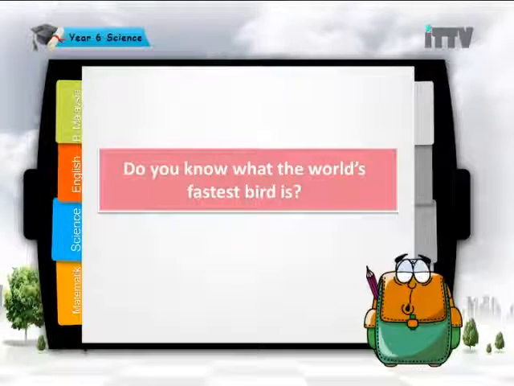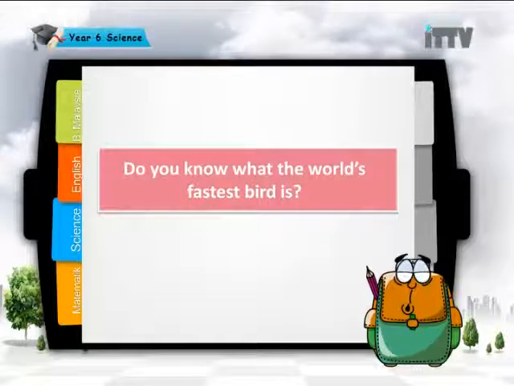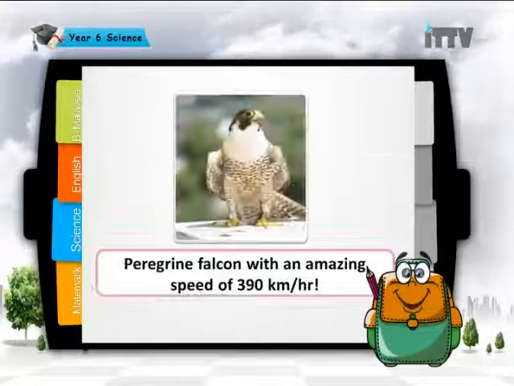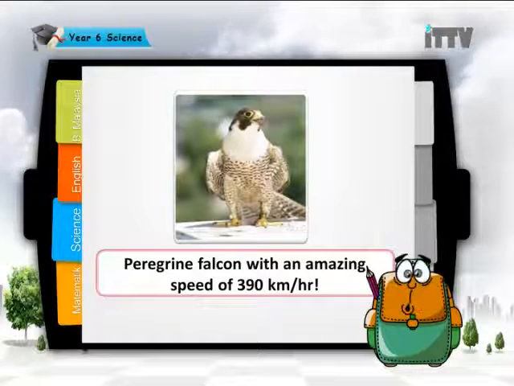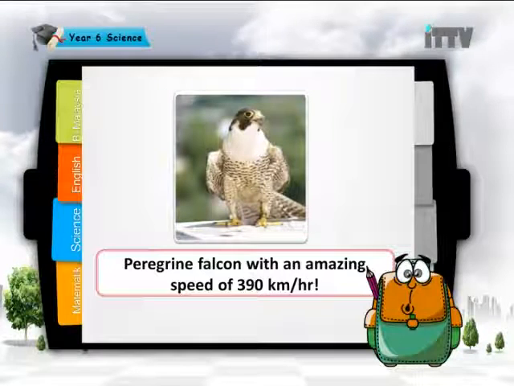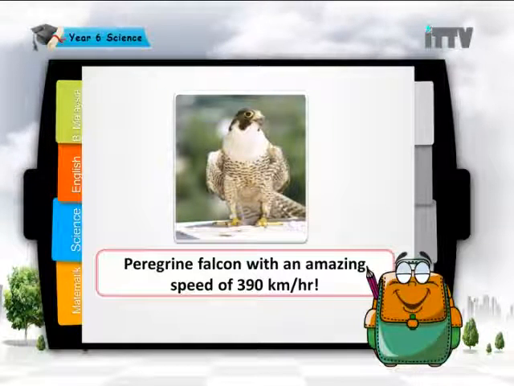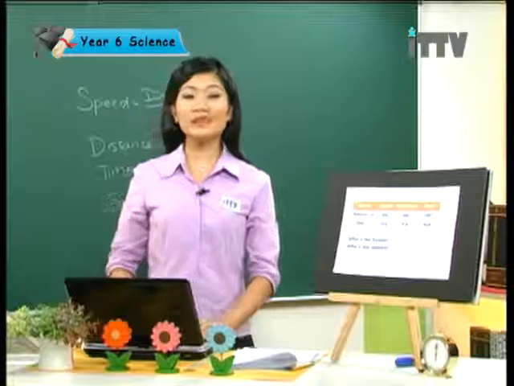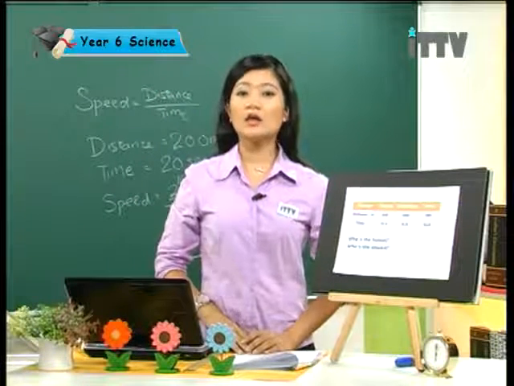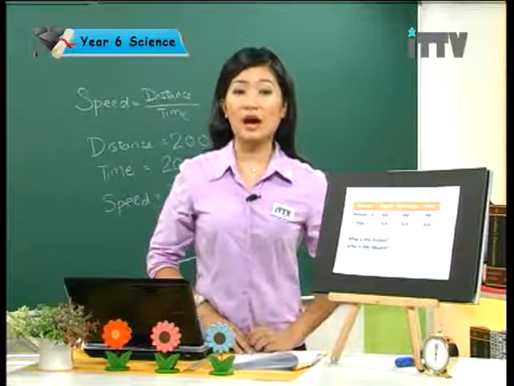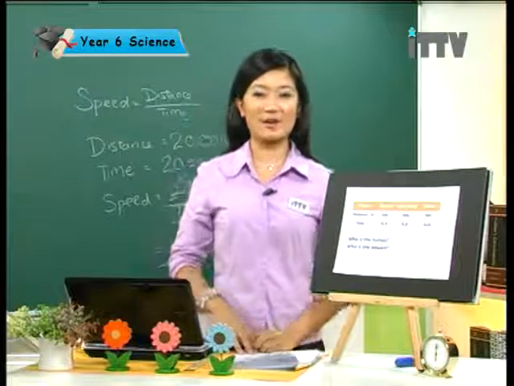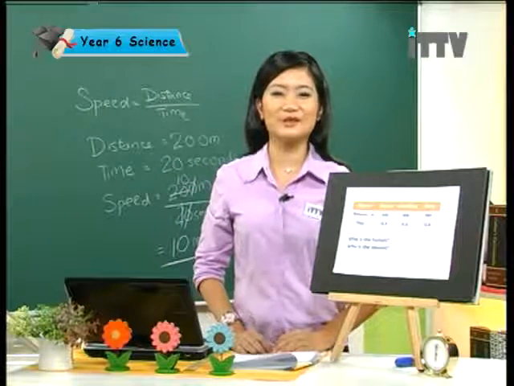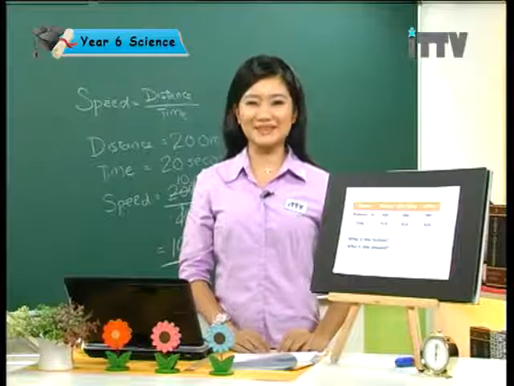Let's look at a bird. Do you know what the world's fastest bird is? The answer is the peregrine falcon with an amazing speed of 390 kilometers per hour. Now, children, that is a really amazing speed. Even us, when we are driving on the highways, we will not reach 390 kilometers per hour. Imagine the number of summons you will get if you drive at such a fast speed.